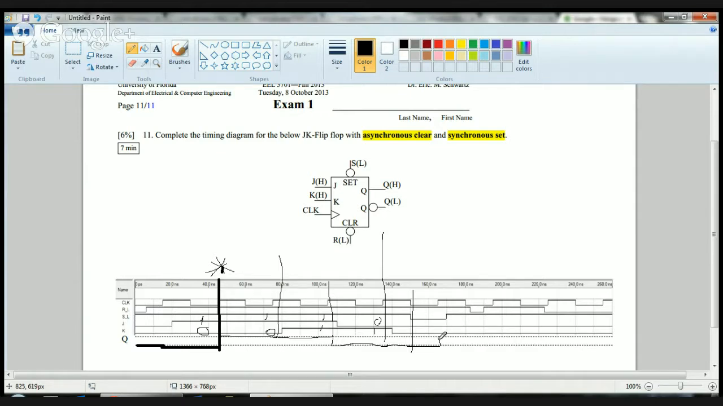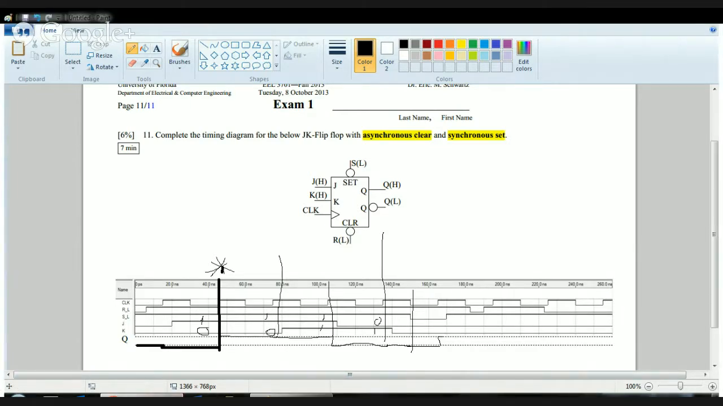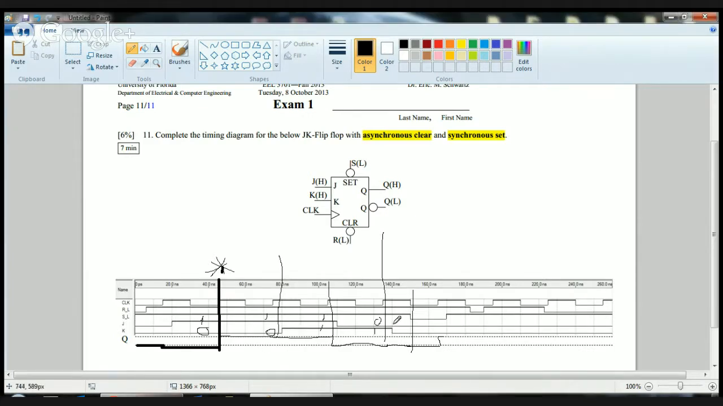So when set goes on, does that mean we totally ignore what J and K is? Yeah, every time you have set or reset, you completely ignore J and K. So at this point right here, we go again at 1, but we stop here because clear came down, and clear is asynchronous, so clear doesn't really care about the clock, so it has to put this down until here, and then it goes.